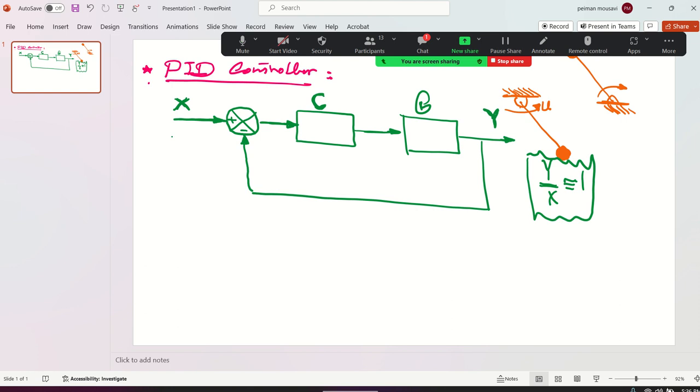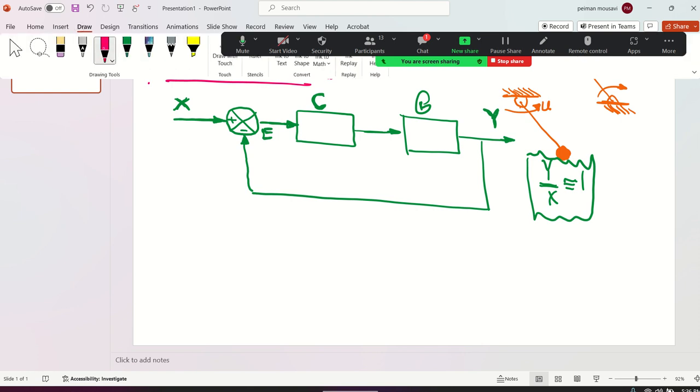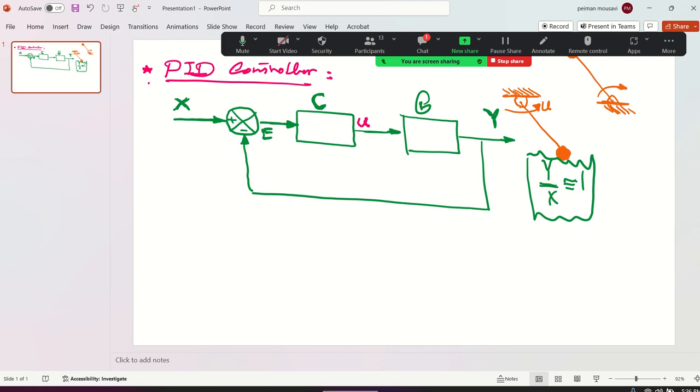So you know that this signal is the error signal E, right? This is unity feedback, meaning that the sensor is ideal, so the transfer function is 1. And you know that this is U, the command coming out of the controller, going to the system to fix it. So this is the control command. We generally say control commands.